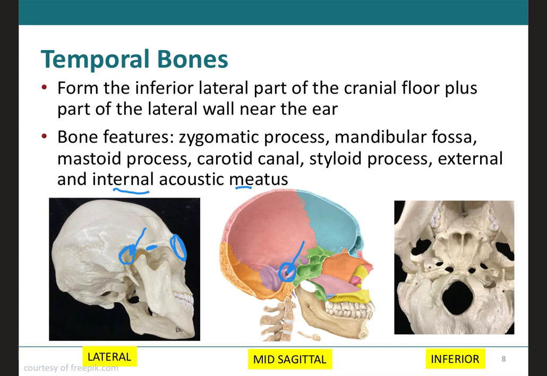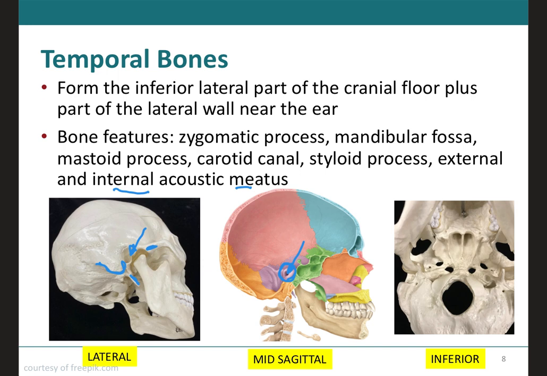Then you can see right over here, we're going to have this other process that sticks out. This is called the styloid process. It does look like a little stylus pen. And then we're going to have this big bump over here, which is called the mastoid process. Now, all these processes will serve as muscle attachment.